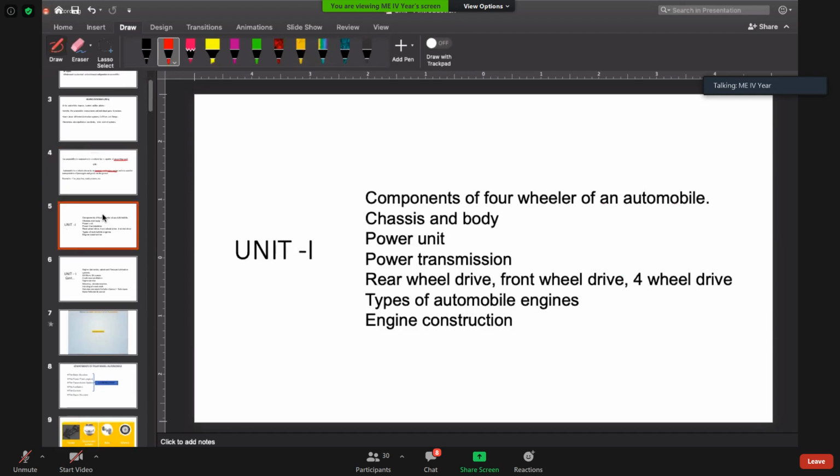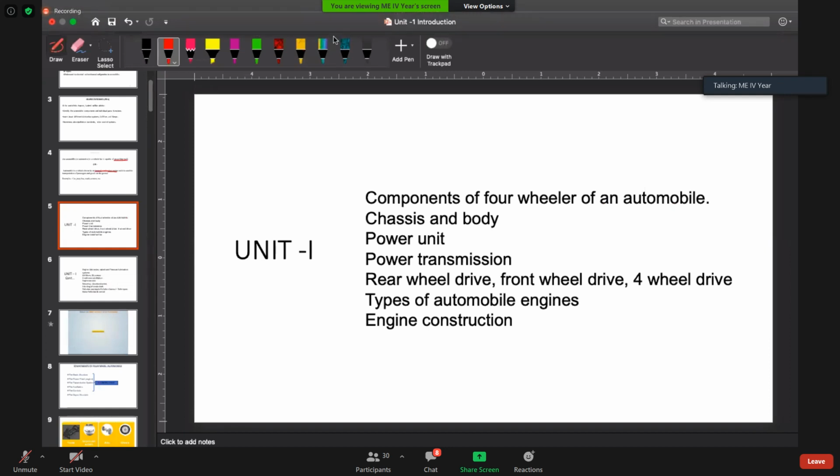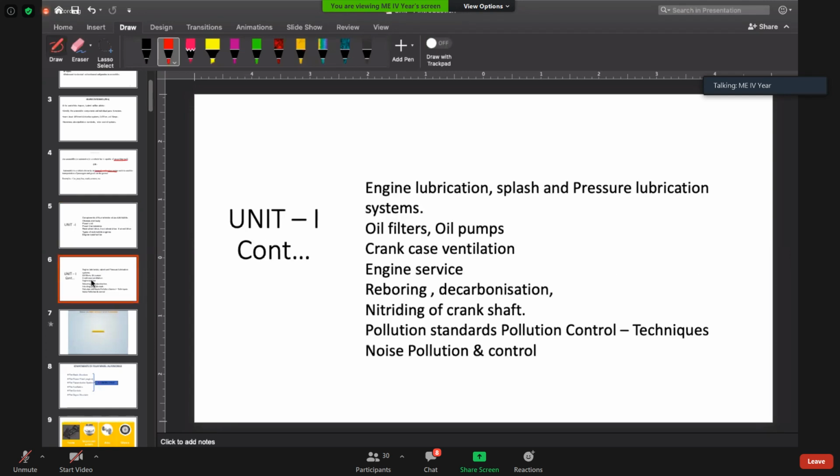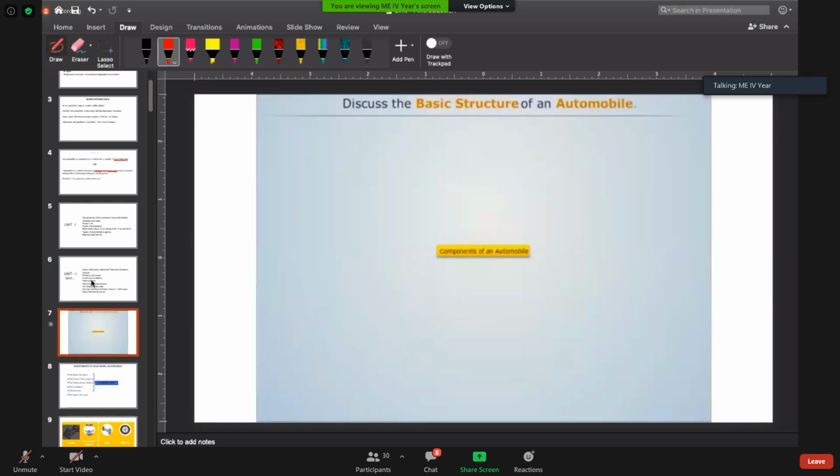Now, components of a four wheeler automobile: chassis, power unit, power transmission, rear wheel drive. I request all of you to keep one notebook with you, because in automobile engineering we have only drawings, and you have to practice from here. Don't wait for your examination day. For every component you have to draw something. In between I will ask you questions, and you have to answer.